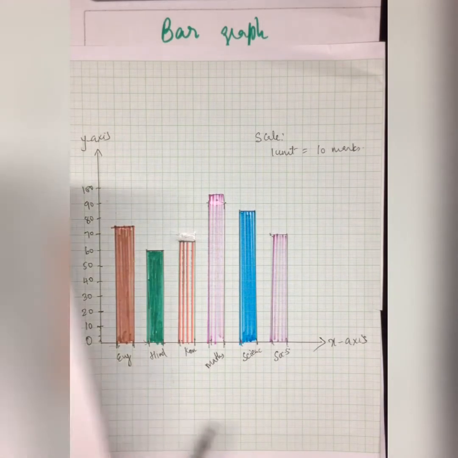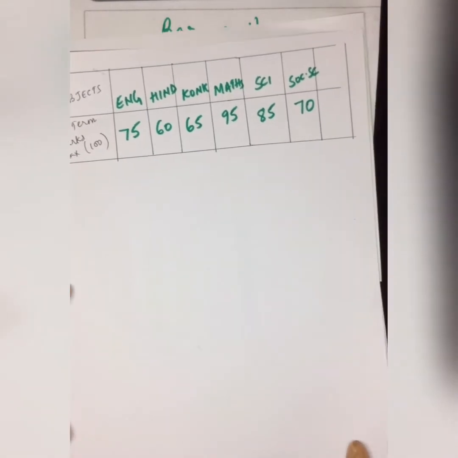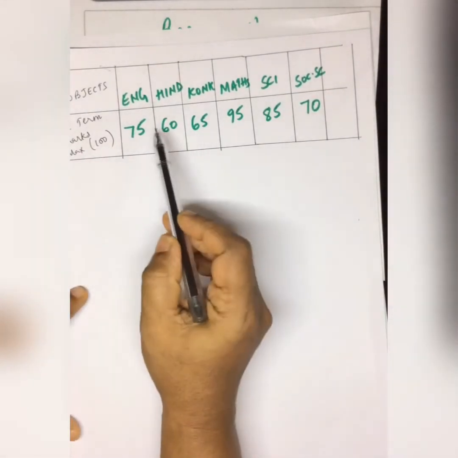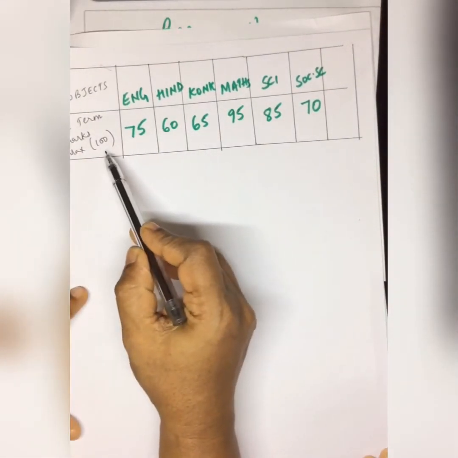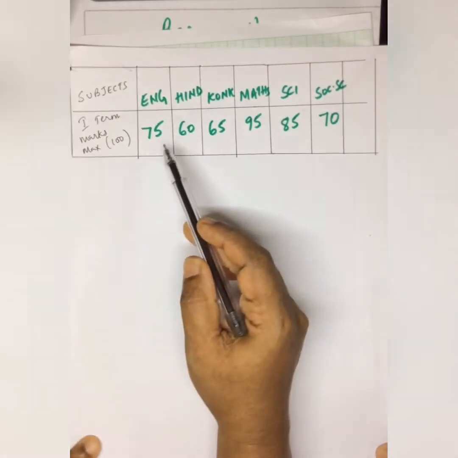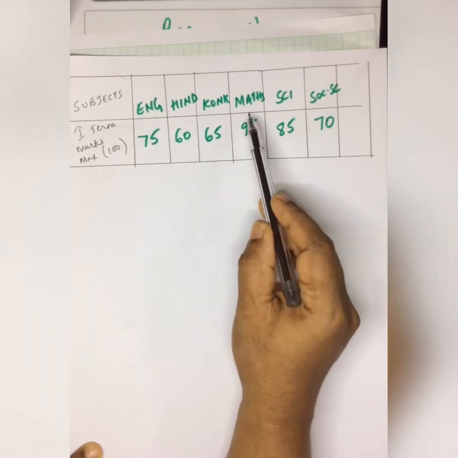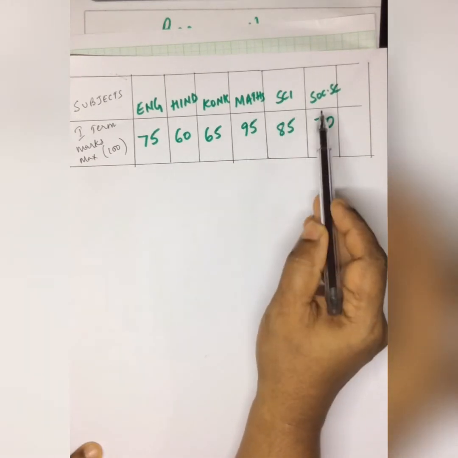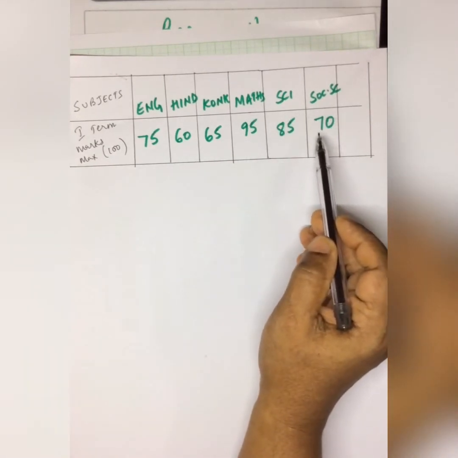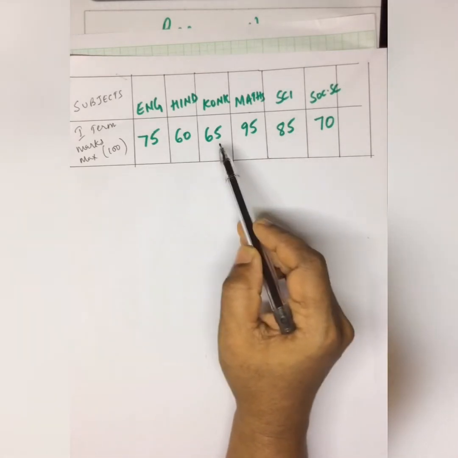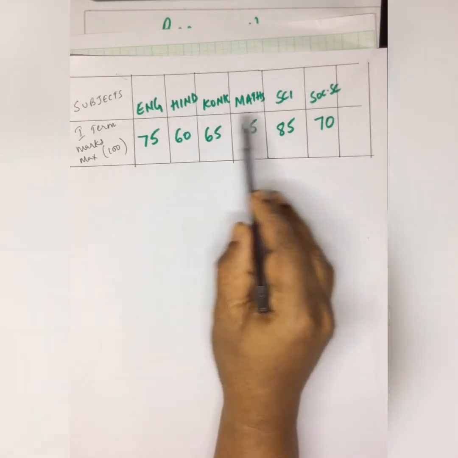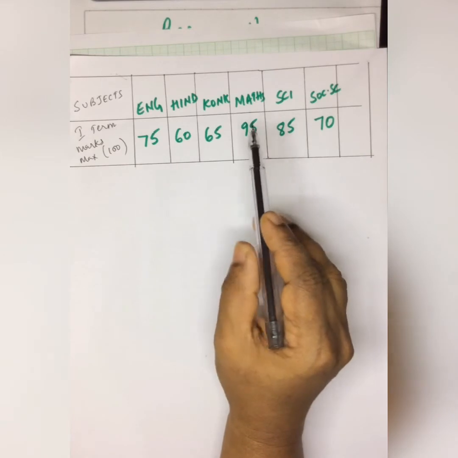Here is a bar graph which is drawn. The data is as follows. English, the child gets 75. These marks are out of 100. In Hindi, 65. In Konkani, 65. Maths 95. Science 85. Social science 70. So we are plotting a bar graph to show the marks in a particular subject the child has scored.